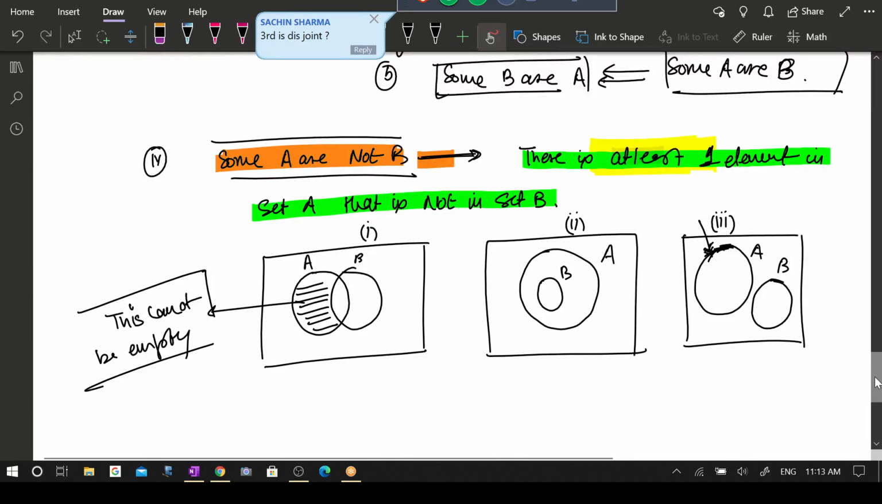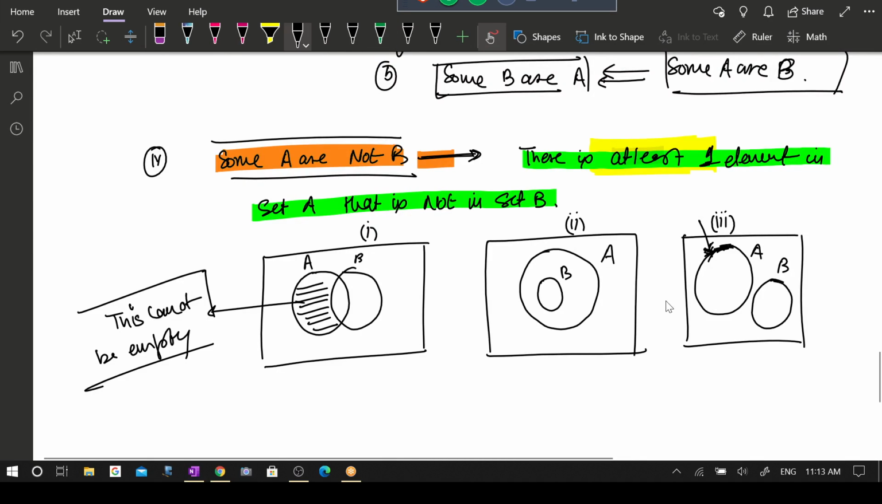And people, those who are saying the third is disjoint. Yeah, Sachin, I understand they are disjoint, but how does that matter? Some A are not B. The definition is that there is at least one element that is in set A but not in set B. Does that make sense, Shivam? Look, there are elements in set A that are not in set B, so that does mean some A are not B.